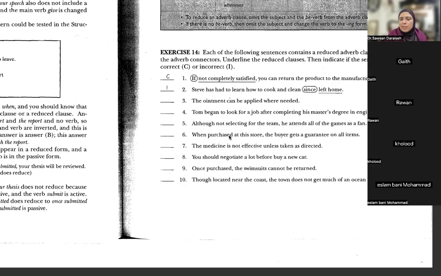No, it's correct. Okay? And in the exam, if I ask you to fix a sentence and you fix it in a correct way, but it's not reduced, that's fine, this is correct. Okay?